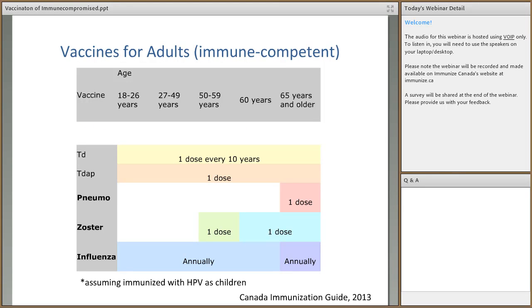Now, the Canadian Immunization Guide has a nice summary of the vaccines that are suggested for immune-competent adults. And these, you can see, consist of tetanus or Tdap every 10 years, pneumococcal vaccine, shingles vaccine for those over 60 and a consideration for those over 50 years as well, and annual influenza vaccine. And this chart assumes that you've been immunized with HPV as children, as is the case for many school programs in Canada.